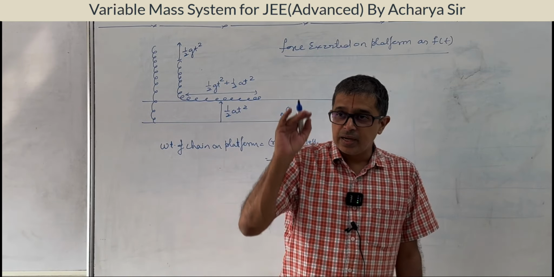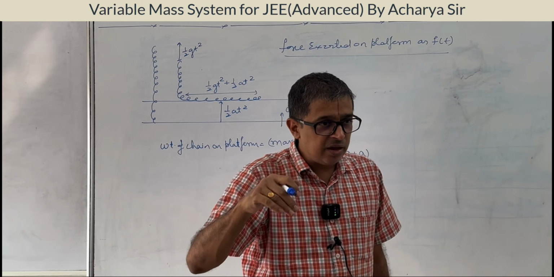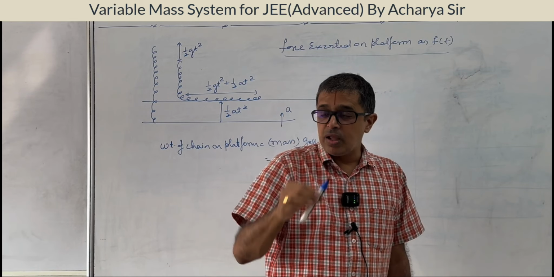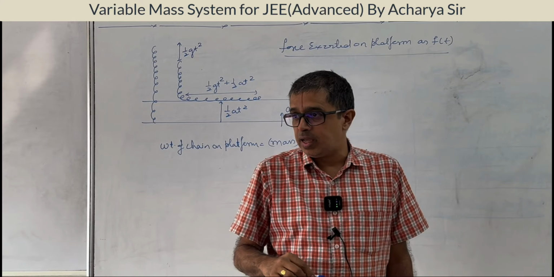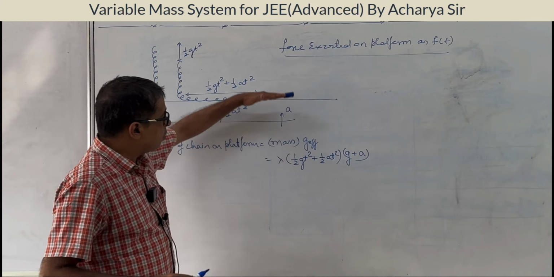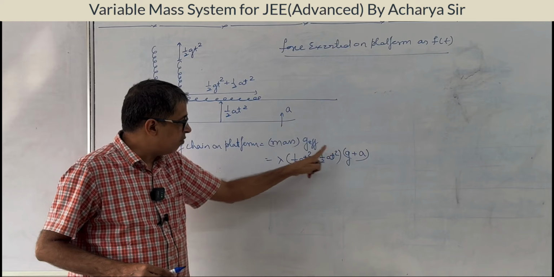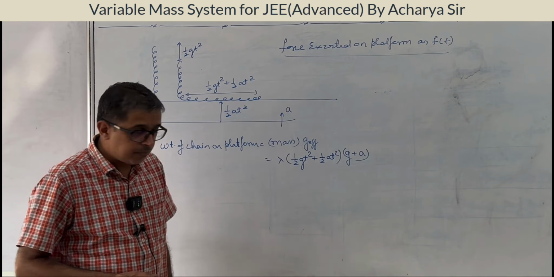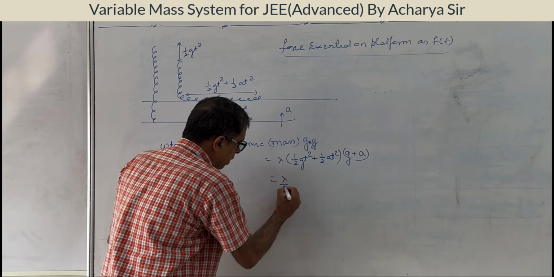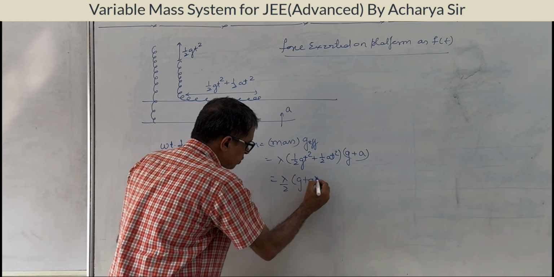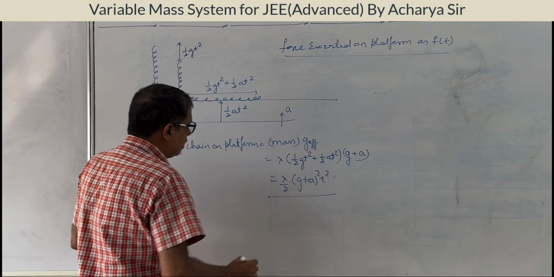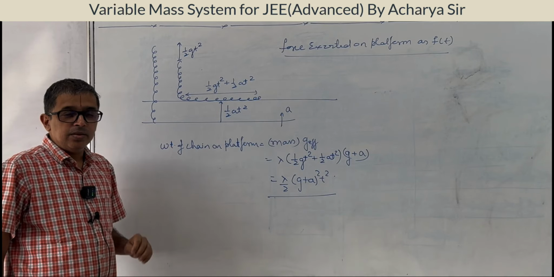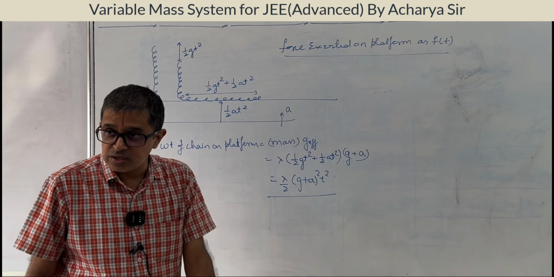Remember, recollect, the man standing in a lift in Newton's laws. When the elevator is going up, the normal force is m into (g plus a). Here, the platform is accelerating upwards. The weight will be mass into g effective, that is g plus a. This will be lambda by 2 into (g plus a) whole square t square, the weight of the chain on the platform. This is not the total force exerted.